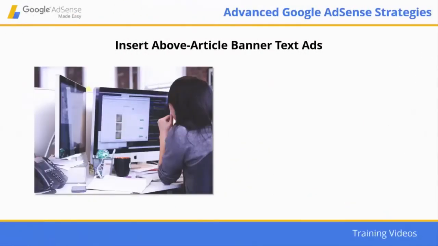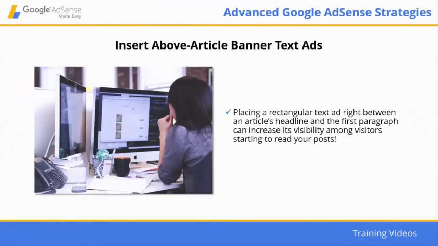Insert above article banner text ads. Placing a rectangular text ad right between an article's headline and the first paragraph can increase its visibility among visitors starting to read your posts.